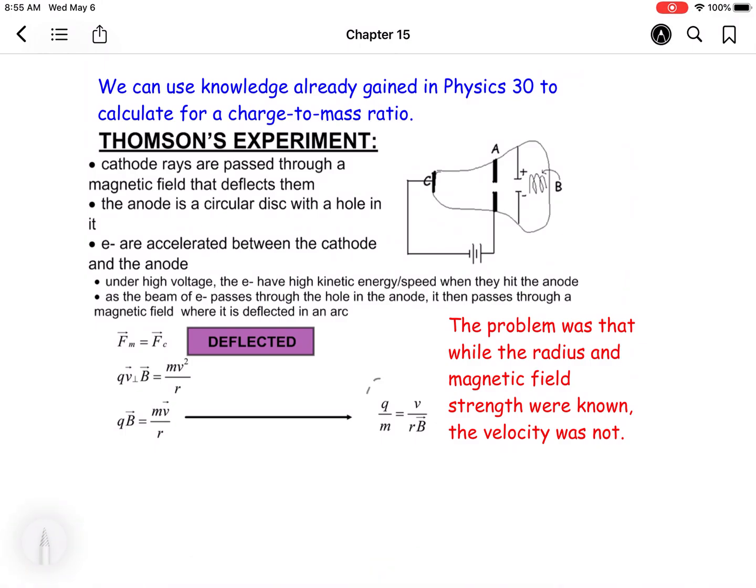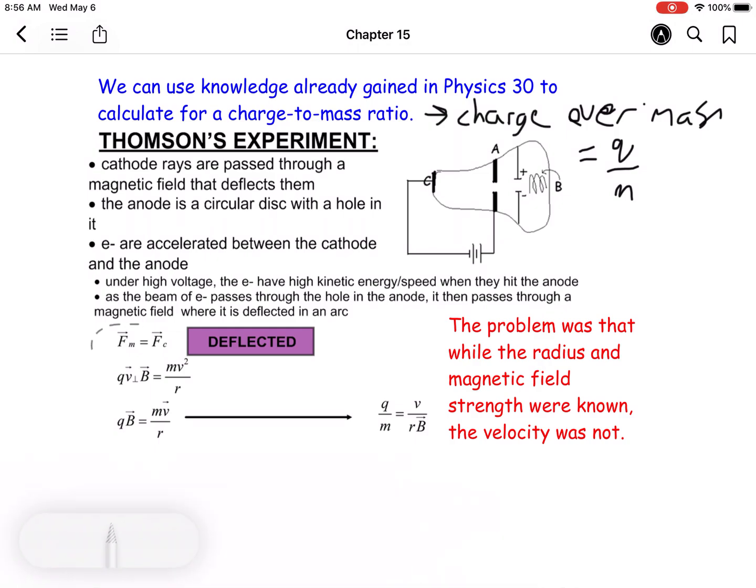Charge to mass ratio means charge over mass, which is Q over M. And so in Thomson's experiment, he said, okay, I'm going to do an F. You should recognize this: he did Fm equals Fc, and then he did QVB equals MV squared over R.